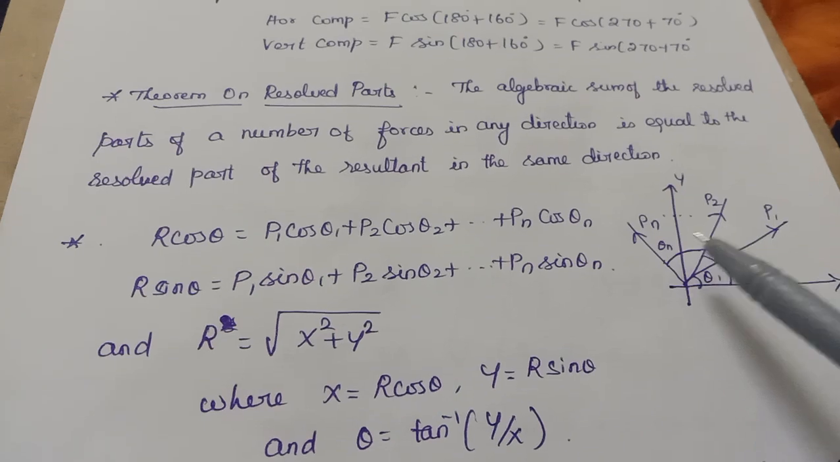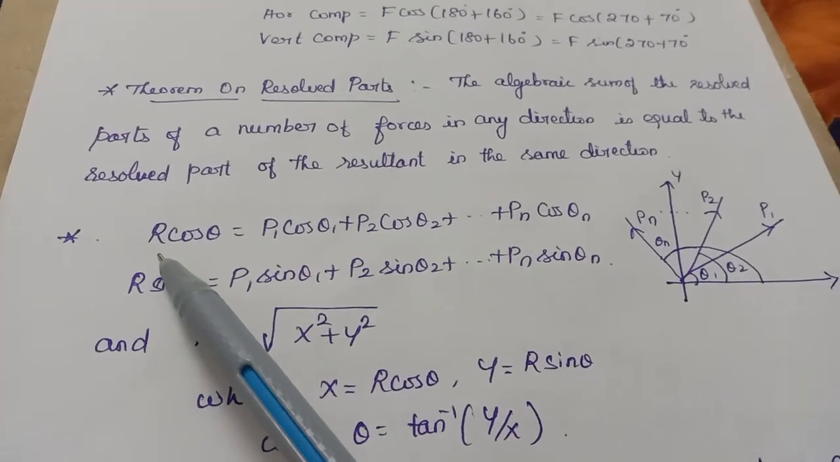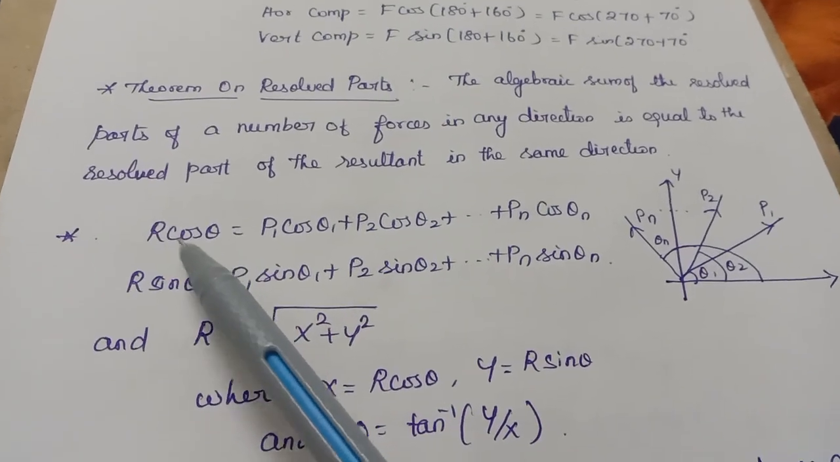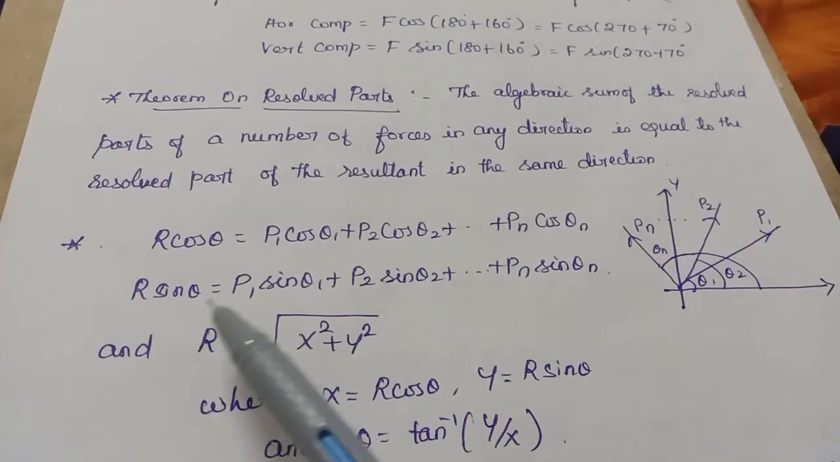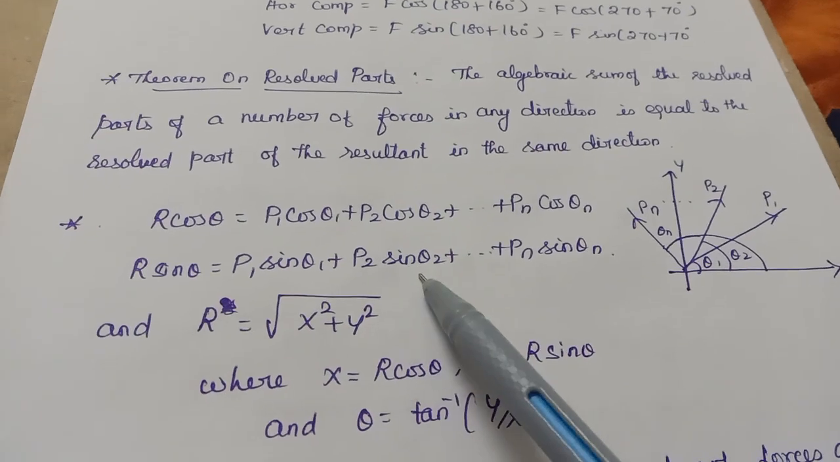If R is the resultant of all these n number of forces, let that force R make an angle theta with the horizontal. Then R cos theta is equal to the algebraic sum of the components of the forces along the horizontal, and R sin theta is equal to the algebraic sum of the components of the forces along the vertical direction.